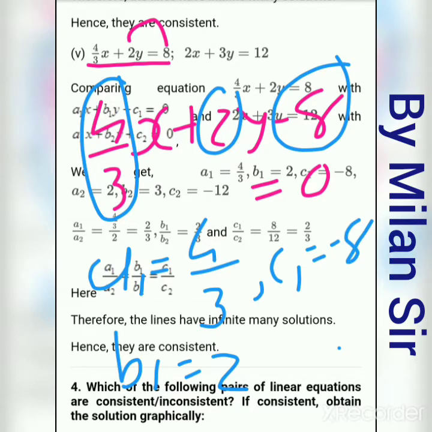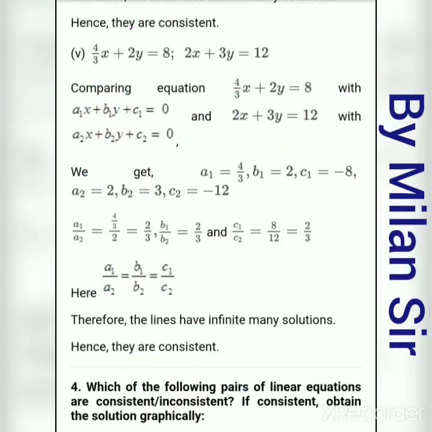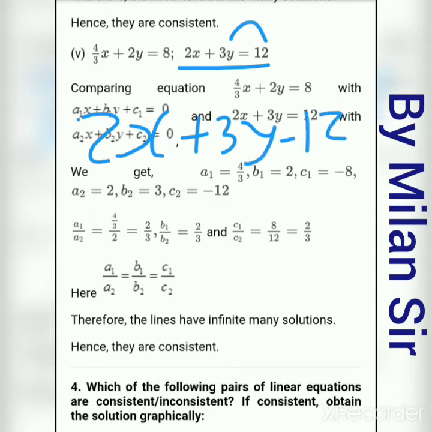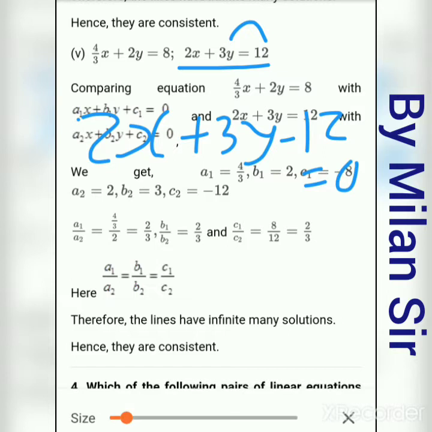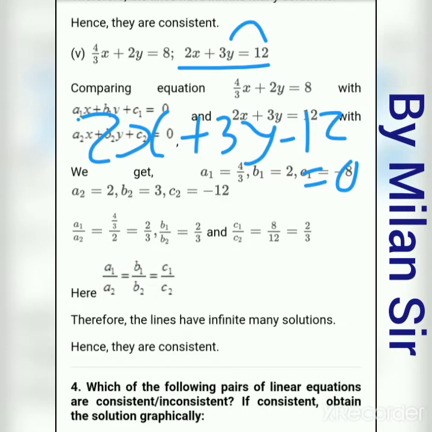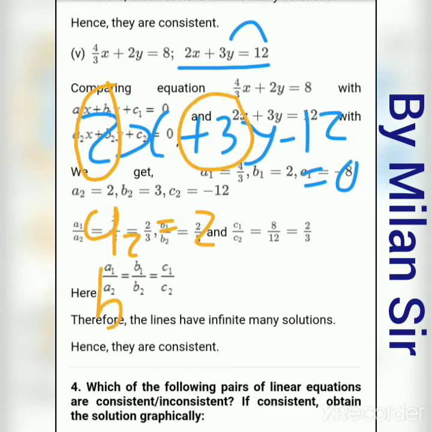Right? Then the second equation: 2x plus 3y is equal to 12. So we can write it like this: 2x plus 3y. Transfer this 12 to the left hand side. It becomes minus 12 is equal to 0. Again, compare this equation with the standard form: a2x plus b2y plus c2 is equal to 0. So a2 is equal to 2, coefficient of x. This is your b2, coefficient of y, which is 3, and c2, the constant term, is minus 12.